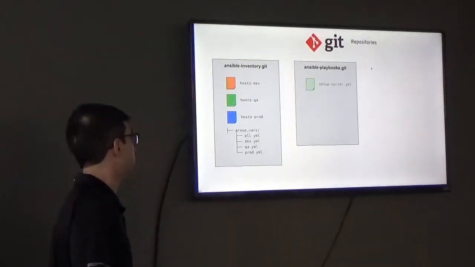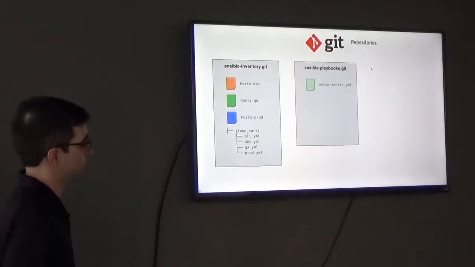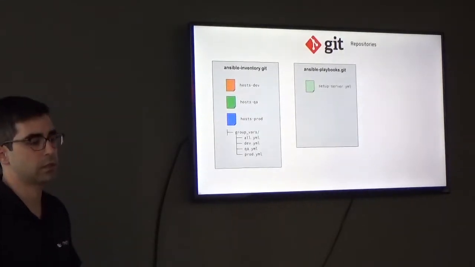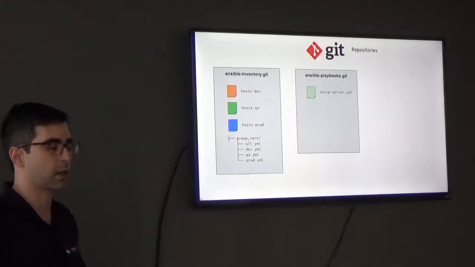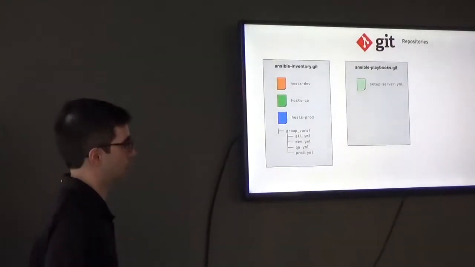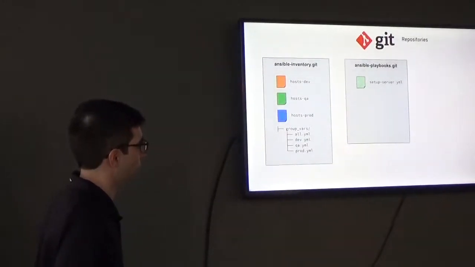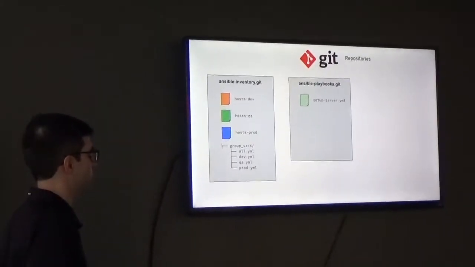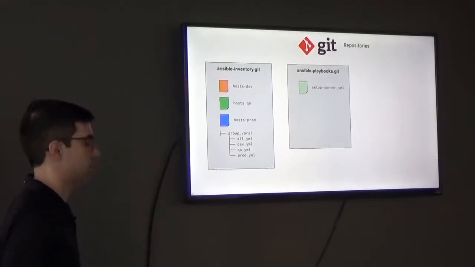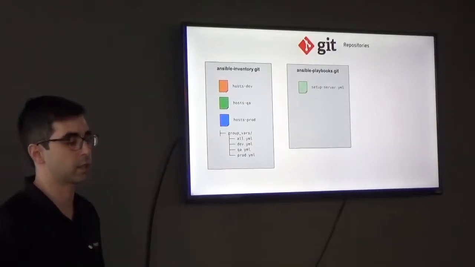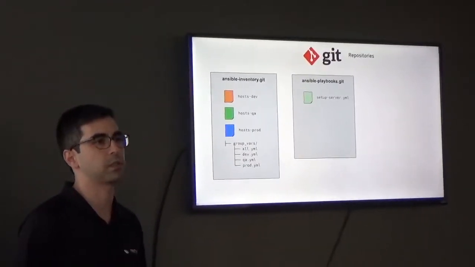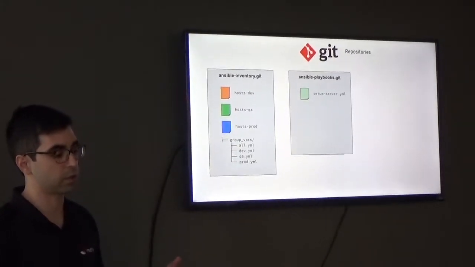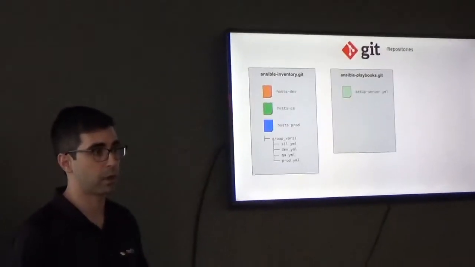And then we're going to have another repository, and this is going to hold our playbooks. The idea of the playbooks that live in this repository is for them to manage the lifecycle of your application, and not only the application, but the infrastructure too. So let's say we have one playbook called Setup Server, and this playbook is tasked with setting up the actual server that the application will run on. So one playbook, but it should be able to build our server in the dev environment, QA, and prod.